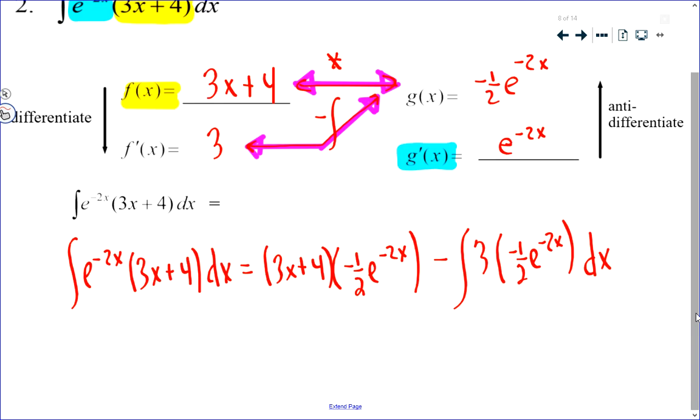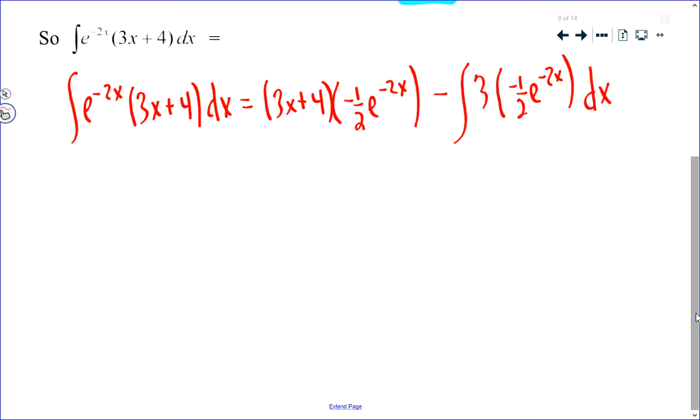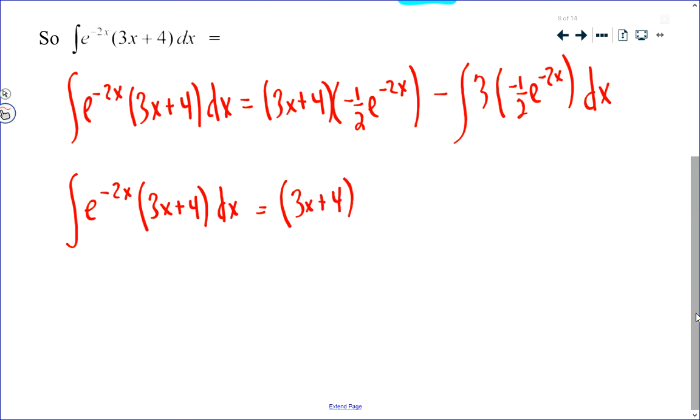Well, I have a whole bunch of constants contained in that integral. So now I have the integral of e to the negative 2x multiplied by 3x plus 4, which is what we are after, is equal to 3x plus 4 multiplied by -1/2 e to the negative 2x. Then I have minus, but I can take that 3 and that -1/2 and move those factors out in front and have plus 3/2 the integral of e to the negative 2x.